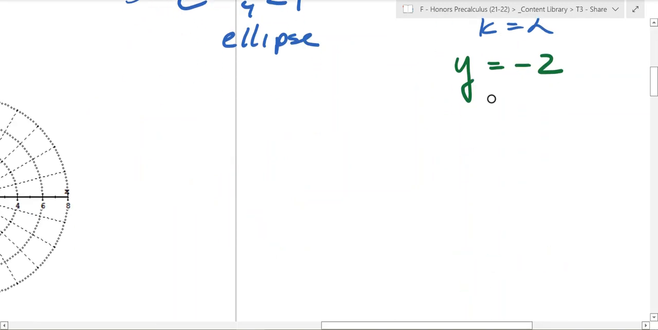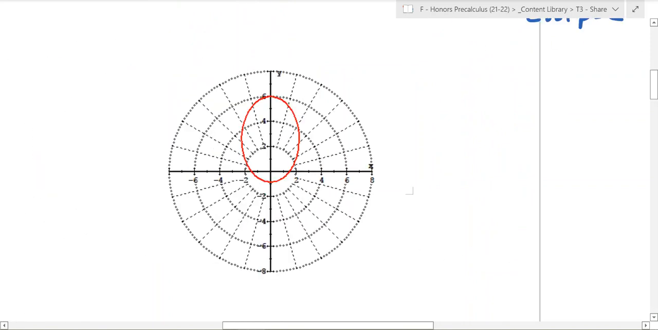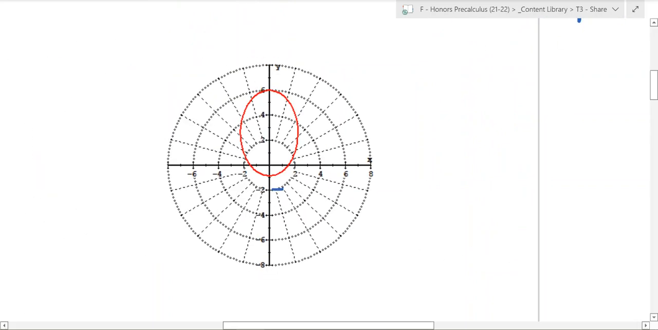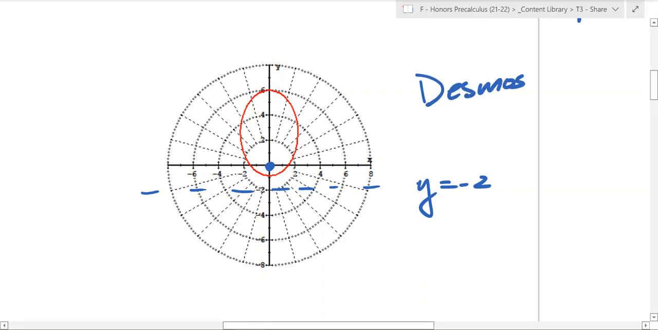So when you graph this out, it does end up looking like this wonderful vertical ellipse right here. The directrix will be at negative 2, so y is equal to negative 2. The focus is here, and it goes up. But you're going to use Desmos or your calculator to generate these graphs.